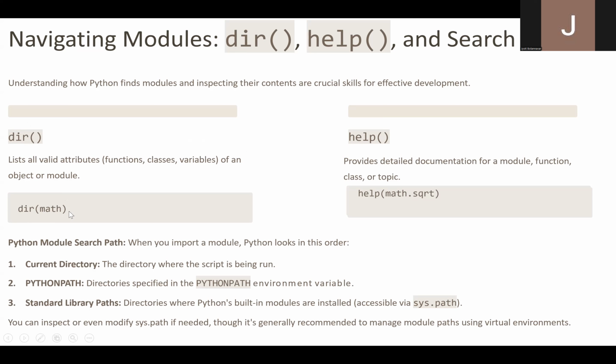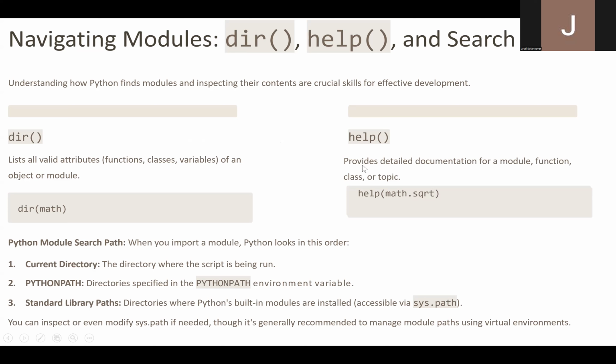Then it is going to list out all the contents of the math module. That means it contains functions like sqrt, sin, cos, tan, pow, like that. Whatever the functions, variables, and classes which are part of the math module, they will be listed out if you use dir.